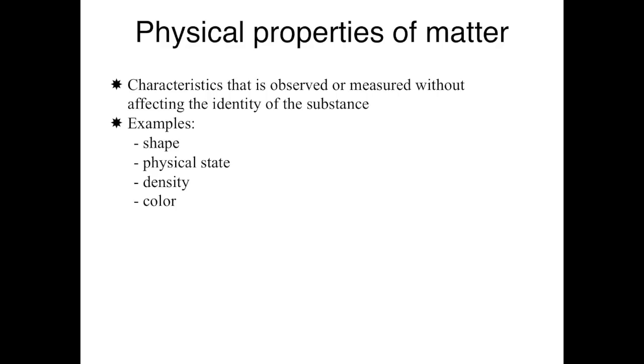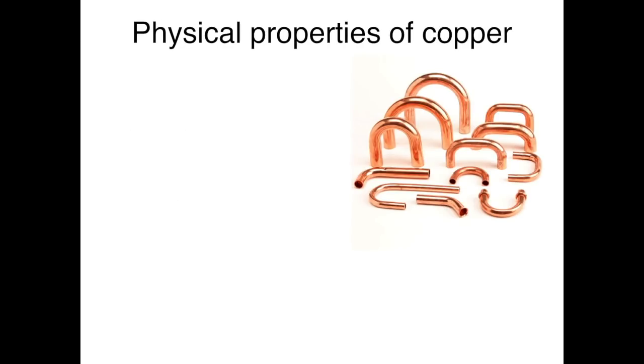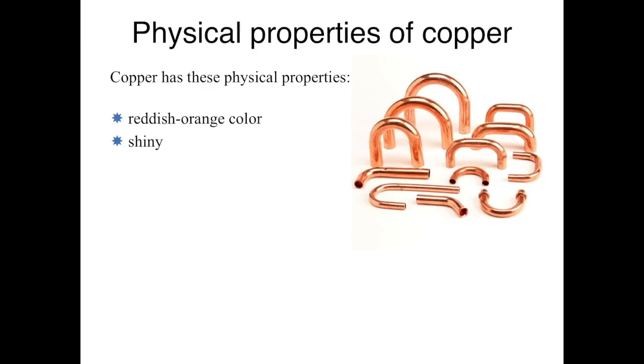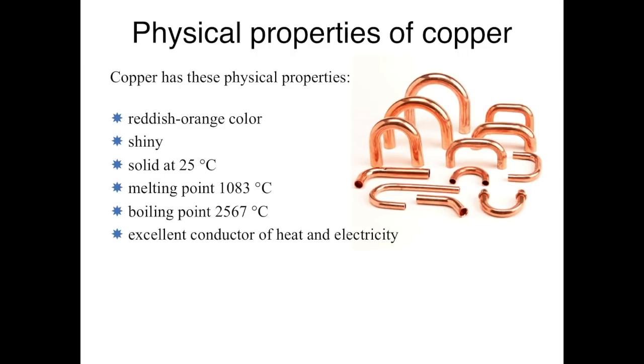When you describe these things of a matter, it does not change its identity. So for example, if you have copper pipes, what are some physical properties you can say about it? You can say that it is a reddish-orange color, it is shiny, and at 25 degrees, it is a solid. You can also say that it has a melting point and a boiling point, and it's an excellent conductor of heat and electricity. When you make an observation that its melting point is 1083 degrees, it does not change its identity. It could be a solid and then become a liquid, but it's still copper.